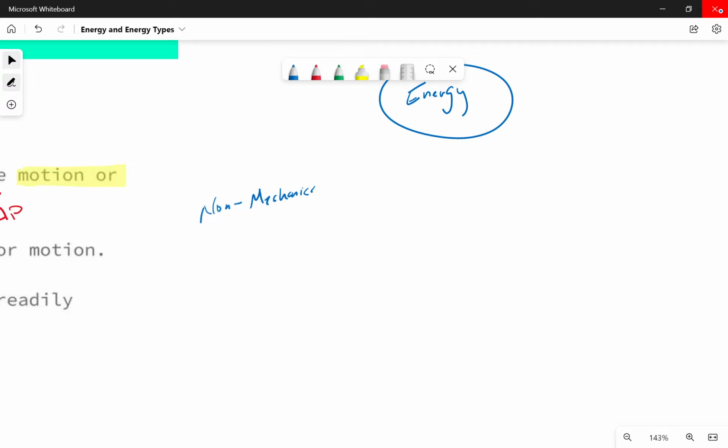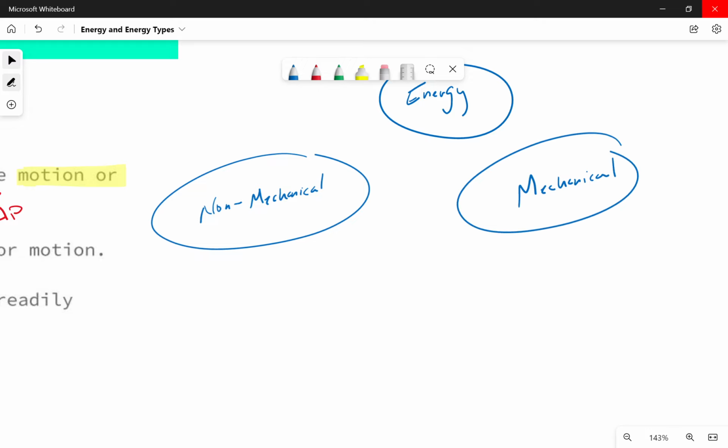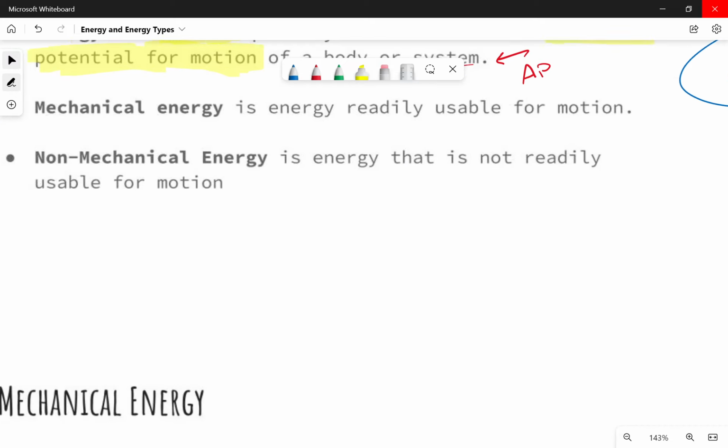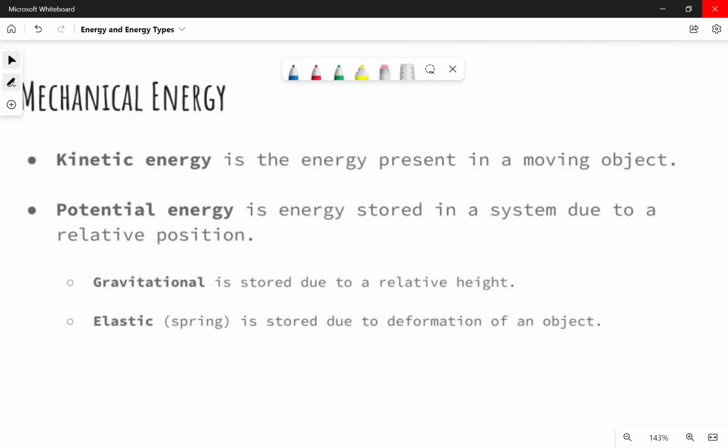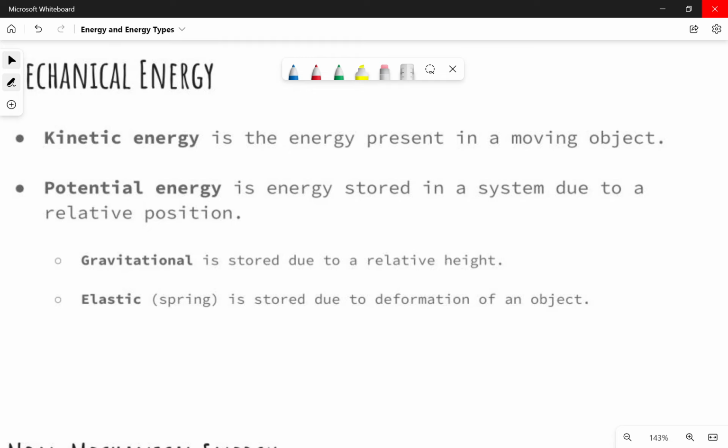Non-mechanical, so that's the first one, and mechanical. So these are the first 2 broad categories that we use. So energy is breaking down into those 2. So diving into mechanical energy, we're going to further categorize two general things.